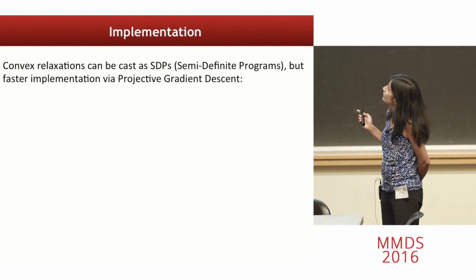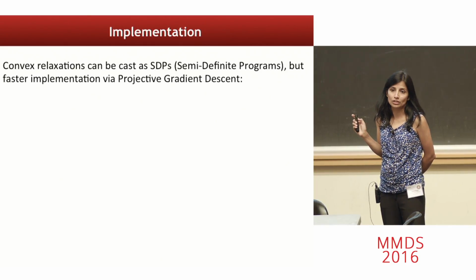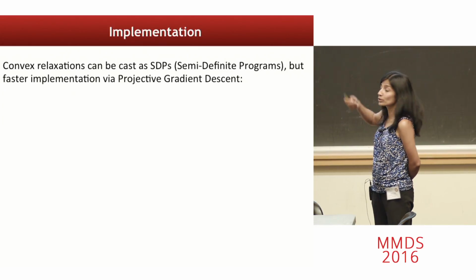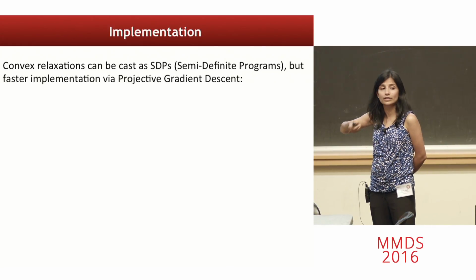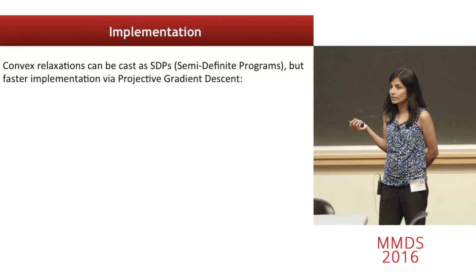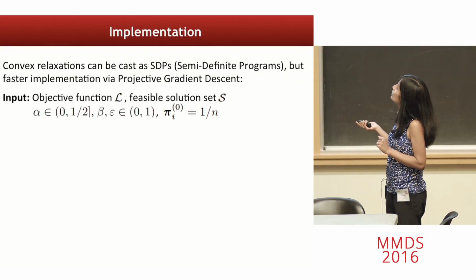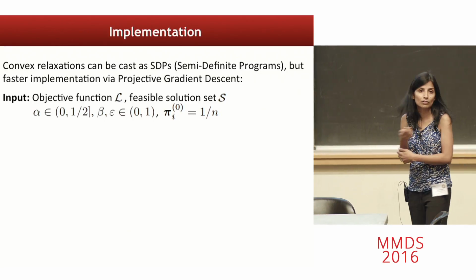So yeah, let me mention a few points about implementation. As I said, it's a convex relaxation. In particular, you can write it as a semi-definite program and use any standard SDP solver to solve it. But SDP tends to be very slow in practice, so we also look at a projected gradient descent algorithm.